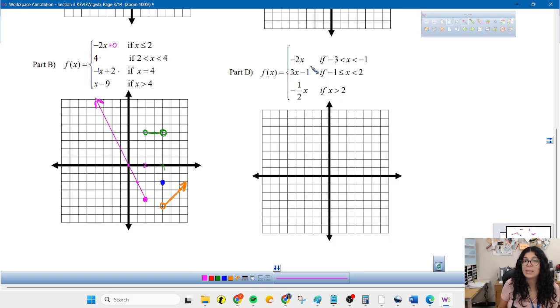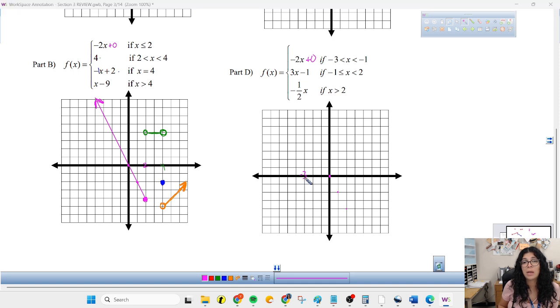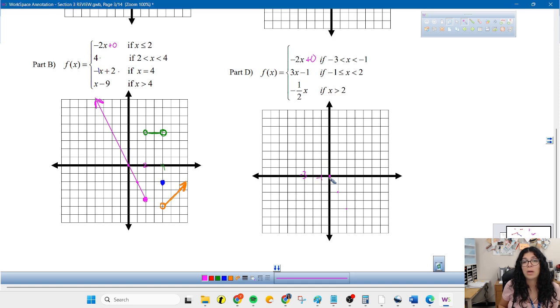The last graph, for part D, we have 3 different lines. My first line is negative 2x plus 0. So the same one as the one that we just did a second ago. Y-intercept at 0, slope is negative 1 over 1, negative 2 over 1, excuse me. However, I'm using this one between x value negative 3 to x value negative 1.